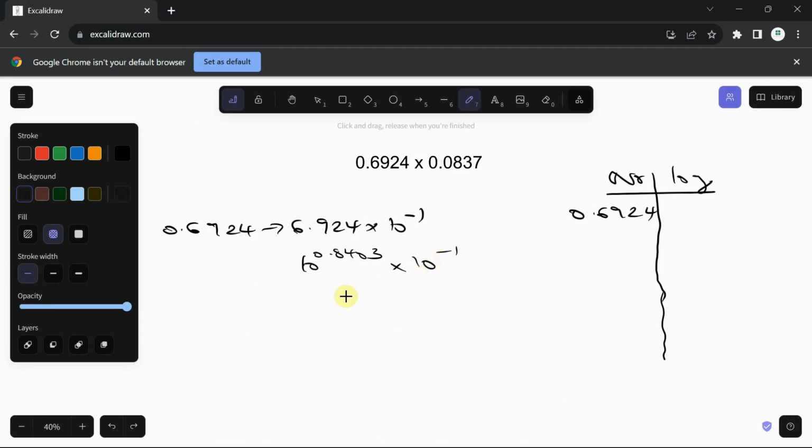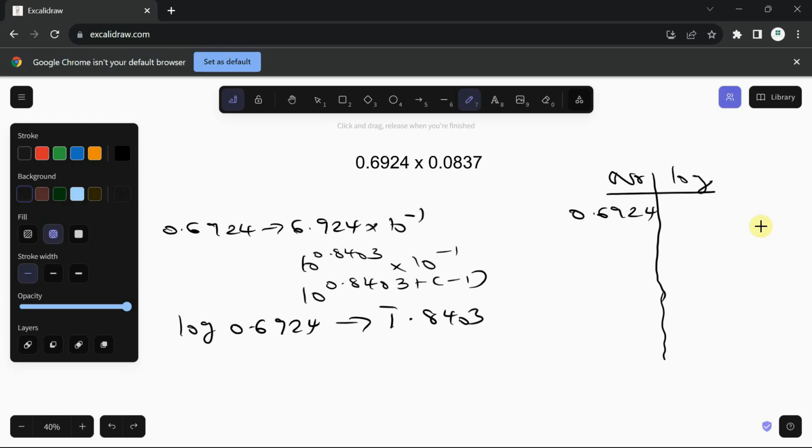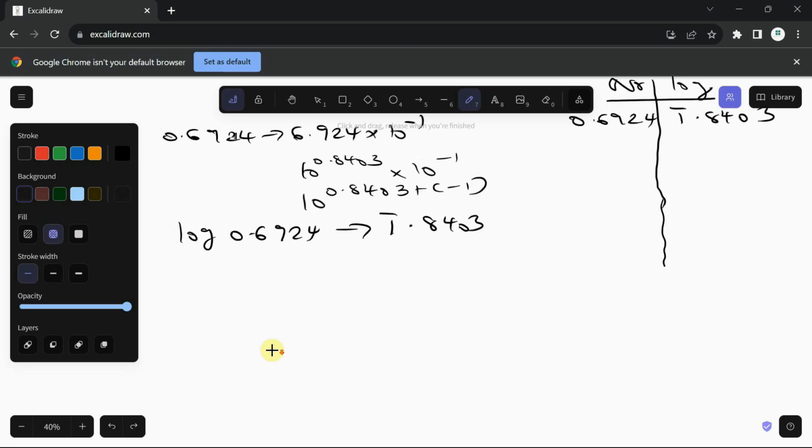I'll add the powers together. That will be 10 raised to the power of 0.8403 plus minus 1. Remember what I said about values less than 0? You preserve the minus. So the log of 0.6924, we already know this, will be bar 1.8403. So I'll write it here and say bar 1.8403, right?